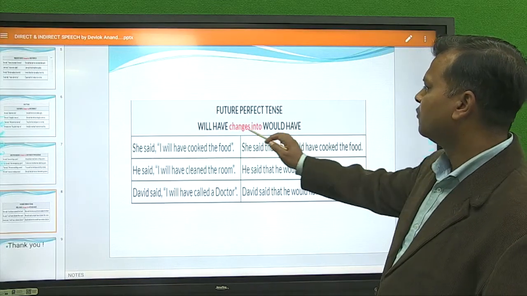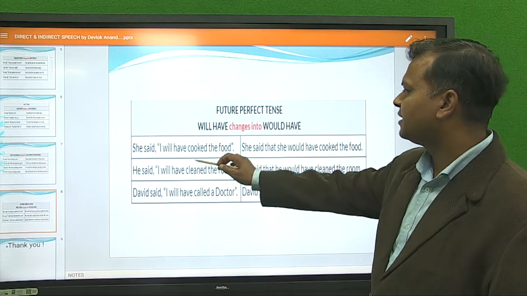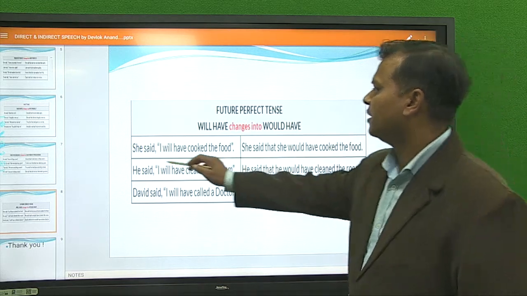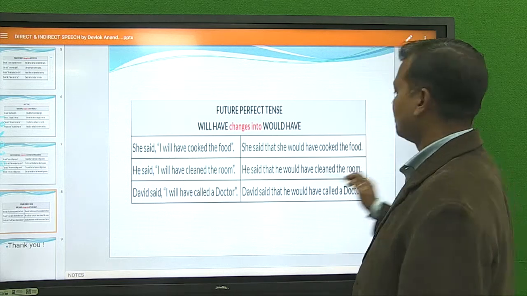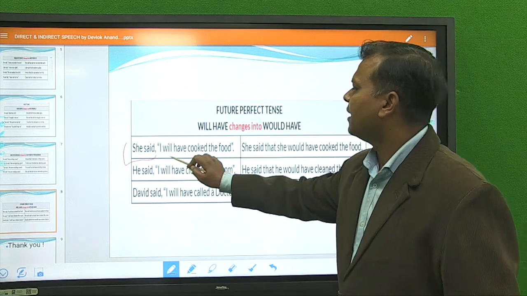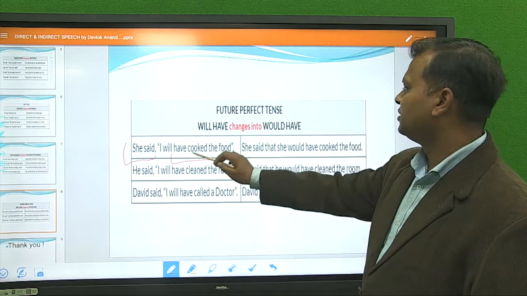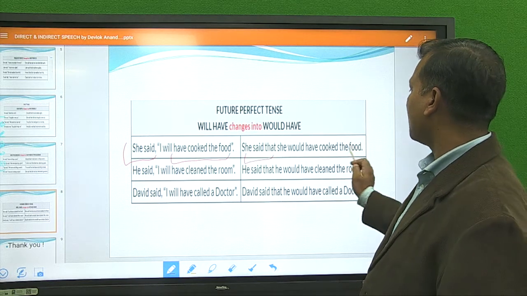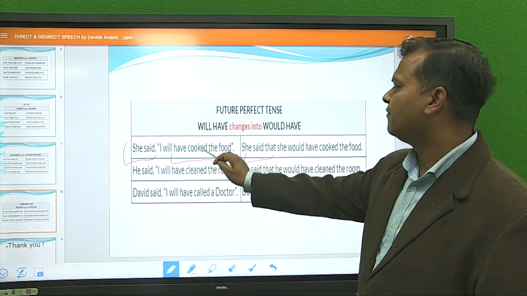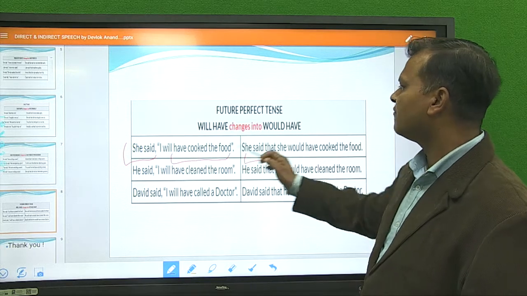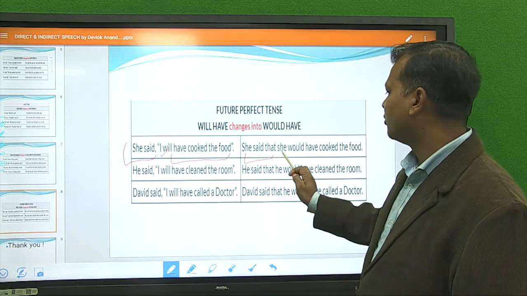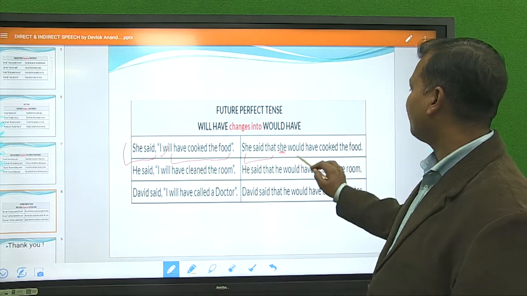Future perfect tense. "Will have" changes into "would have." She said, "I will have cooked the food." Again, let us see. This is the reporting verb and this is the reported speech. So she said that she would have cooked the food. Because "will have" will change into "would have," and "I" is the first person, it will change according to the subject. It will become "she." She would have cooked the food.